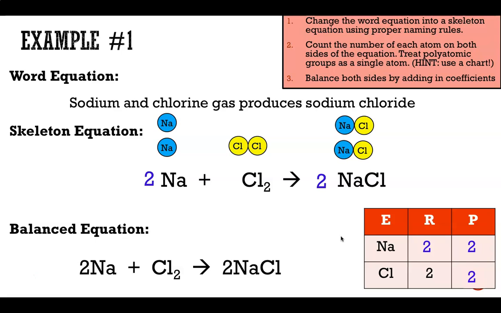Sometimes you may come across skeleton equations that are actually already balanced. And if that's the case, you just need to write on the side already balanced. But most of the ones that we go through, you'll have to go through this process. You'll have to add in numbers.